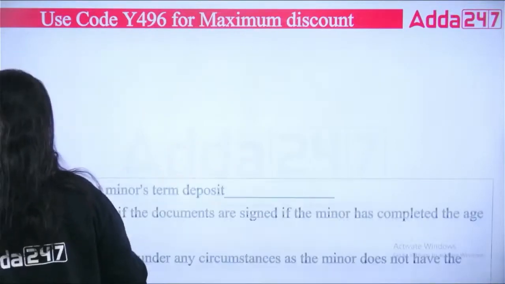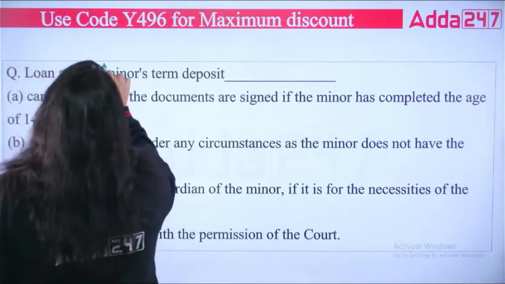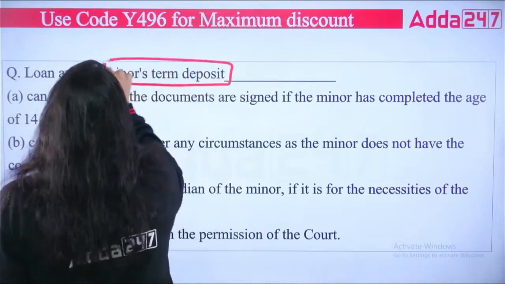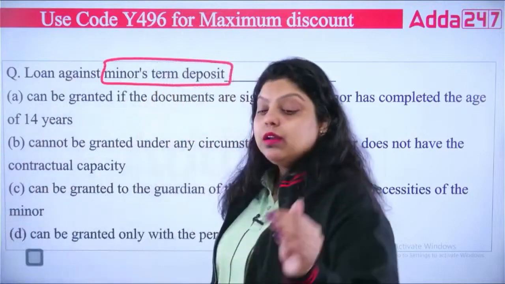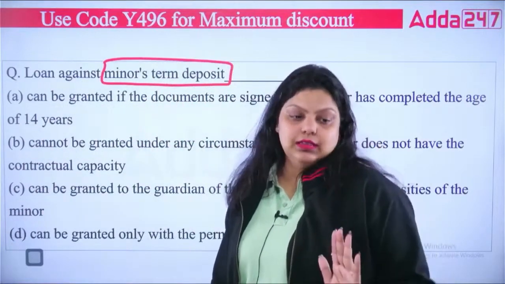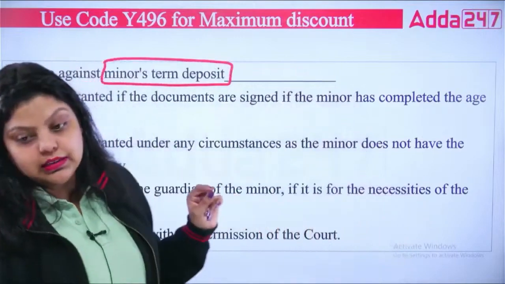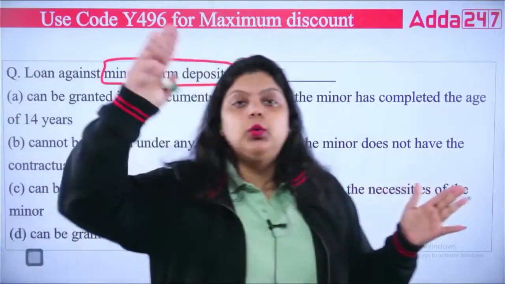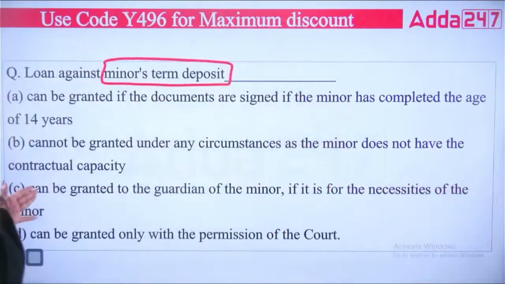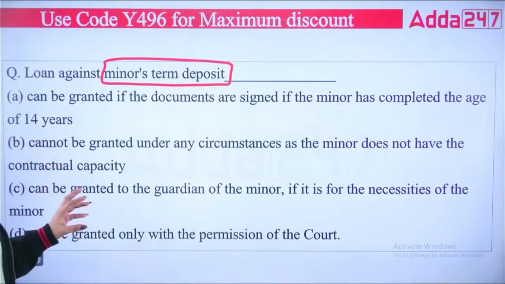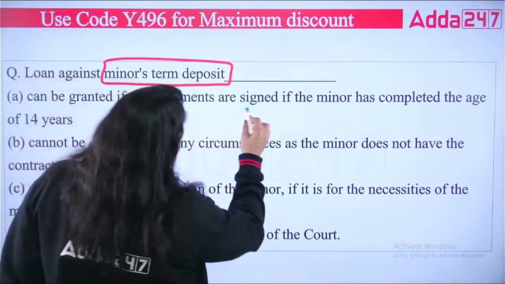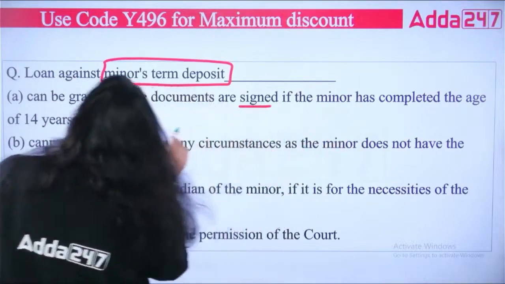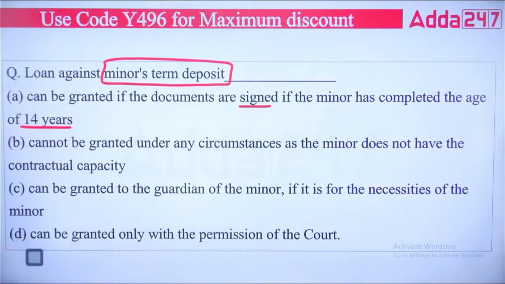Next question. Next we have loan against a minor's term deposit. Now who is a minor? A minor is a person who has not yet attained the age of 18 years. After attaining the age of 18 years, you will be known as a major. So if you are taking a loan against the minor's FD or term deposit, what will be the correct statement here? The first says it can be granted if the documents are signed, if the minor has completed the age of 14 years. Second, cannot be granted.